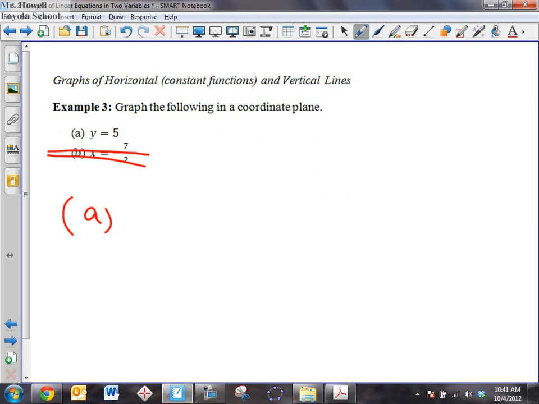Y equals 5, but I want x as a variable in the equation. What would it look like? 2y and 3x, or 4y and 5x. Well, if x isn't there, the coefficient is really a 0. Is that clear? Because this really drops off.